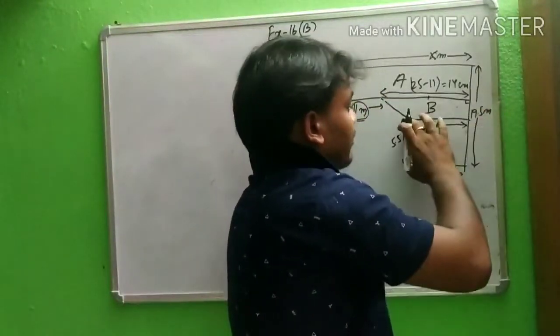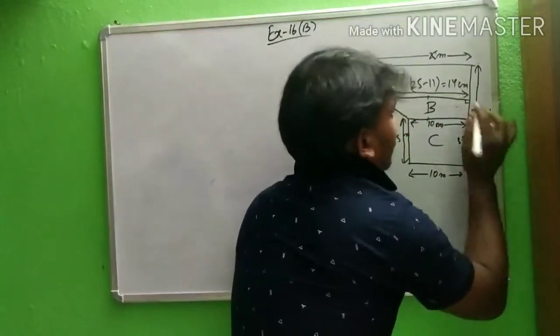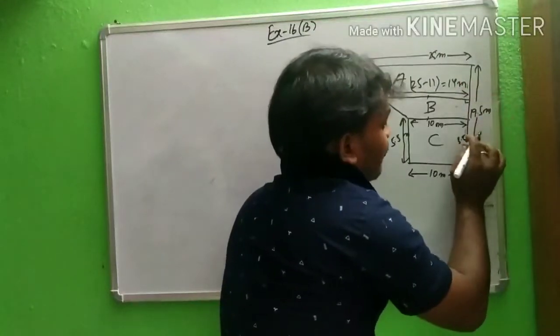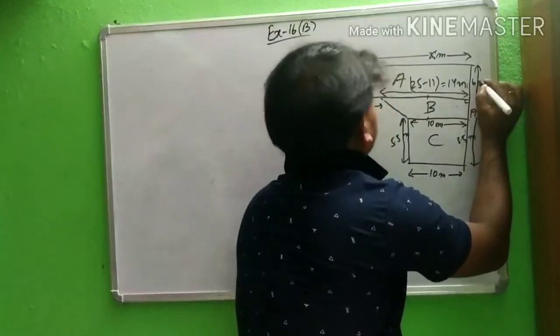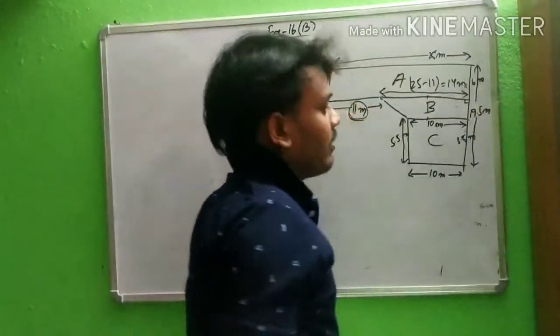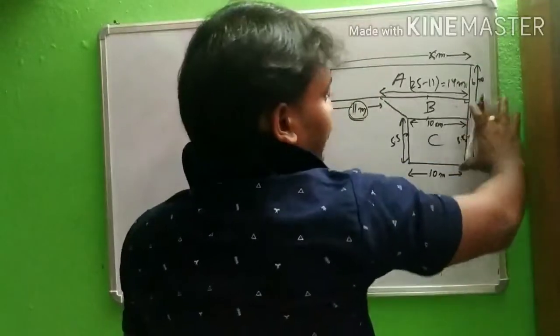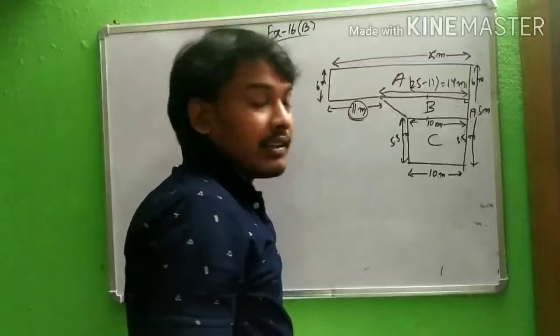This value and this value are equal, so it becomes 5.5 meter, not centimeter. The unit is given in meter. So 5.5 meter, and the value of this one is 6 meter. If we subtract this value and this value from the total value, then we get the value of the height.